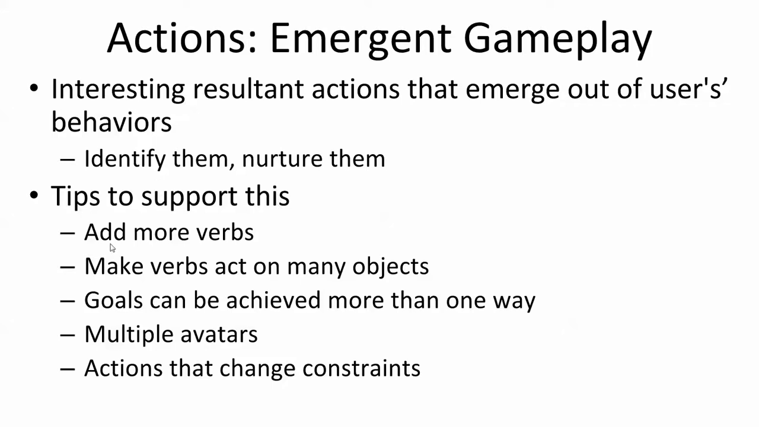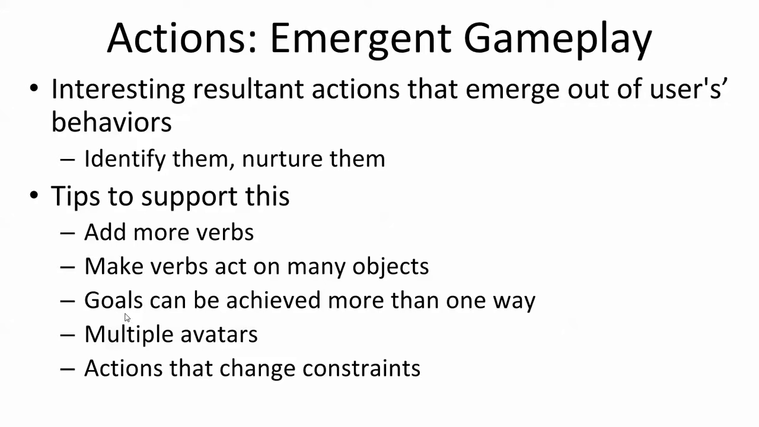So one way to do this is by adding more verbs. So as the player is playing, all of a sudden you're opening up new basic actions that he can do. Or you can make verbs act on many objects. So for example, you used to be able to shoot a gun to kill the bad guy. Now you can shoot a gun to break a window to get into a new place that you couldn't get into before. You can shoot on a wall and draw stuff to leave messages for other people. So it makes things more interesting.